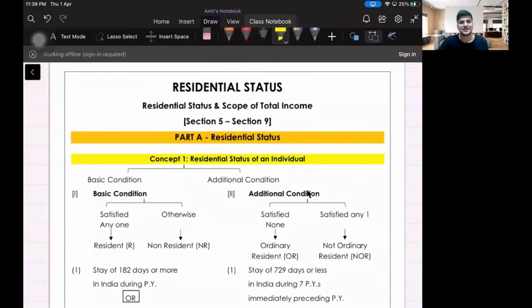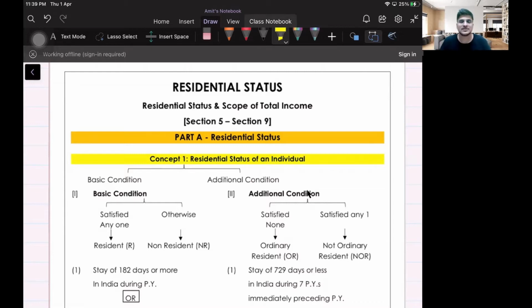Hello everyone. In this particular video, I'm going to cover the revision of chapter number 2, that is residential status and scope of total income. There are two parts in chapter number 2. Part 1 is residential status and part 2 is scope of total income. First, we will start with part number 1, that is residential status. We'll see the residential status of various assessees.